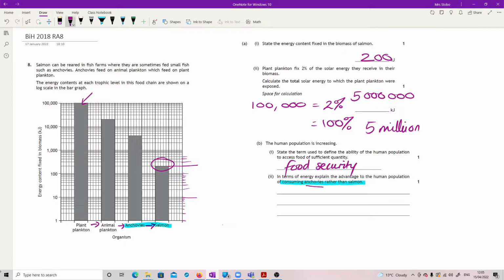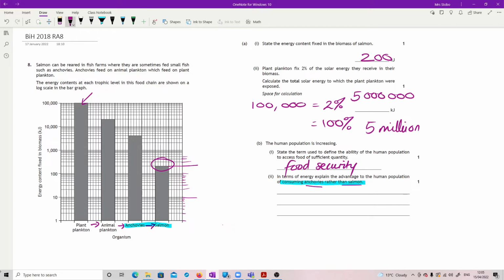You're still going to have to relate it to anchovies and salmon, not just making a statement that you lose energy at each level in the food chain. If you said that to get to anchovies you have less levels in the food chain, so therefore less losses at each energy level, or if you said that the salmon has more, that would be fine because you've related it to anchovies and salmon.